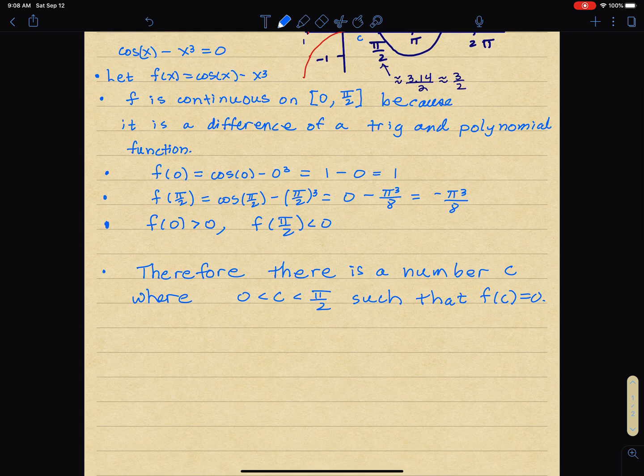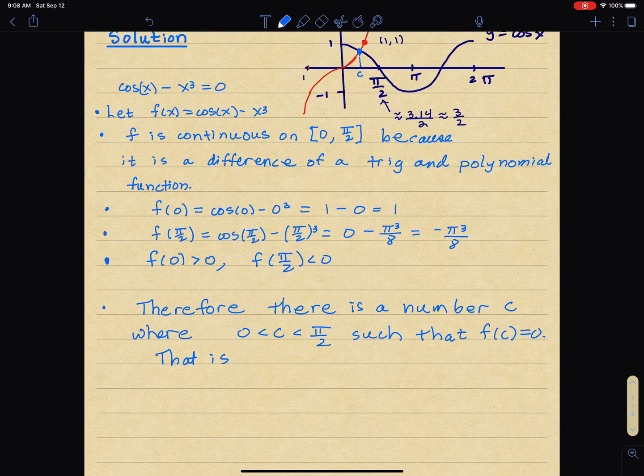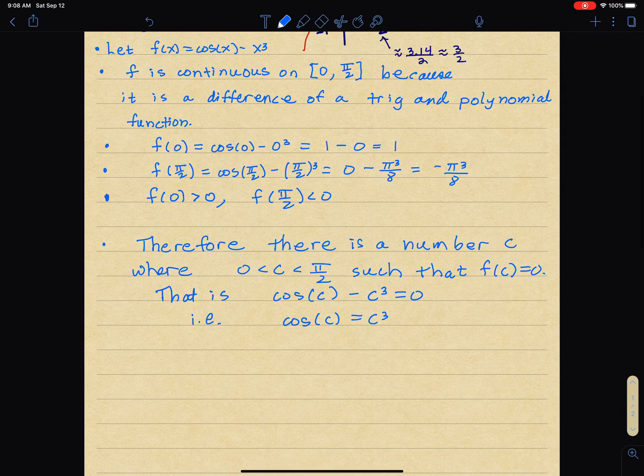Okay, so I'm going to write then, what's f? F is cosine x minus x cubed. That is, cosine c minus c to the third power equals 0, i.e., cosine c equals c cubed. So there is a root. This shows there is a real root.